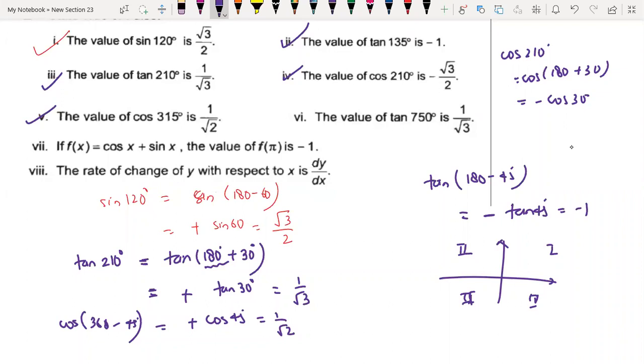Mr. Arnav Sharma, number 6. Okay, this is a little tricky. Let's see if you're able to do it or not. 750 belongs to which quadrant? Arnav Sharma? सर अर्णव का माइक नहीं चलता.